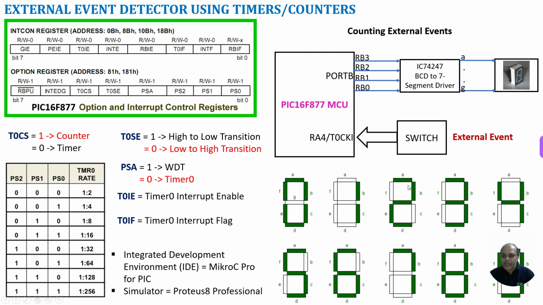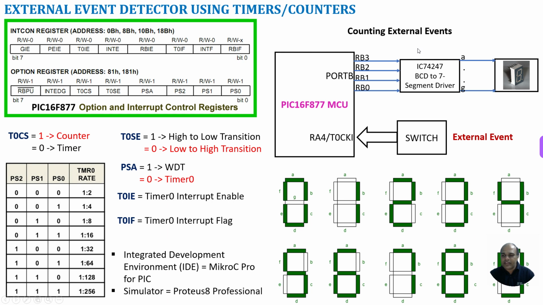This 7-segment display comes in both common anode mode as well as common cathode mode. In common anode mode, from the microcontroller I have to give logic 0 so that it will activate a segment. In the case of common cathode mode, a logic 1 from the microcontroller will activate your 7-segment display.